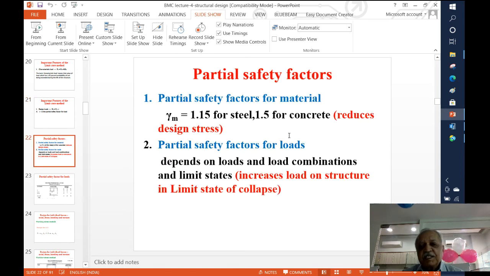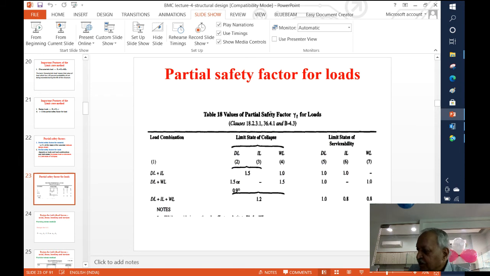Okay. Now partial safety factor for material, for steel it is 1.15. By that only you reduce the design strength, because steel has got a better quality control, while for concrete it is 1.5. Because it is generally made at site and by relatively crude methods, so we say that your partial safety factors for materials are 1.15 for steel and 1.5 for concrete, while partial safety factor for loads, there we increase the load, and they are also indicated by the design codes itself.